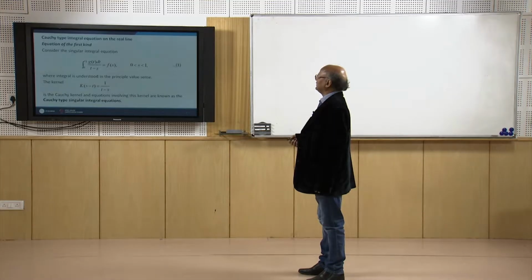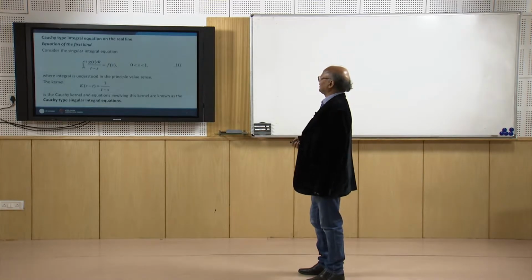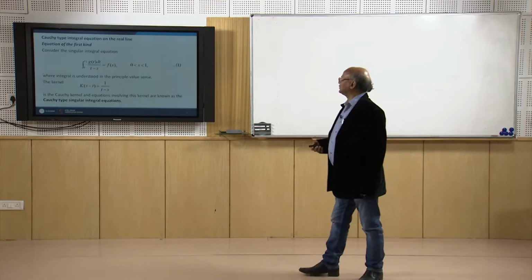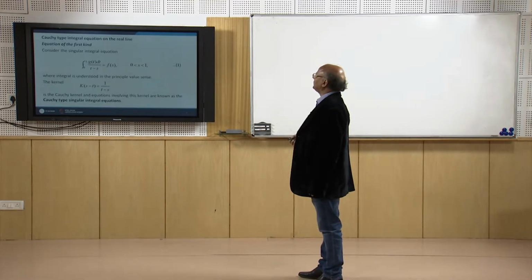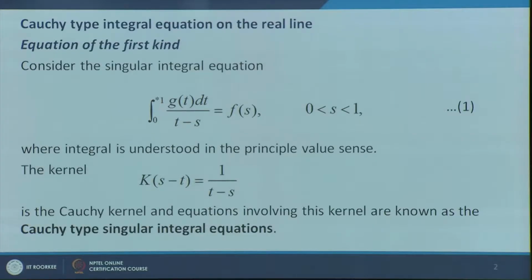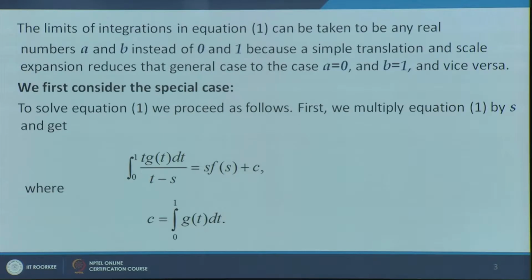Now the kernel here is K(s, t) equals 1 upon t minus s. This kernel is said to be the Cauchy kernel, and the equations involving such kernels are called Cauchy type singular integral equations. Here we have taken the limits of integration to be 0 and 1, but they could be any real numbers a and b. By suitable substitution we can make the limits of integration 0 and 1. So the limits of integration in equation 1 can be taken to be any real numbers a and b instead of 0 and 1, because by a simple translation and scale expansion we can reduce the integral over a to b to the case of the integral over 0 to 1.